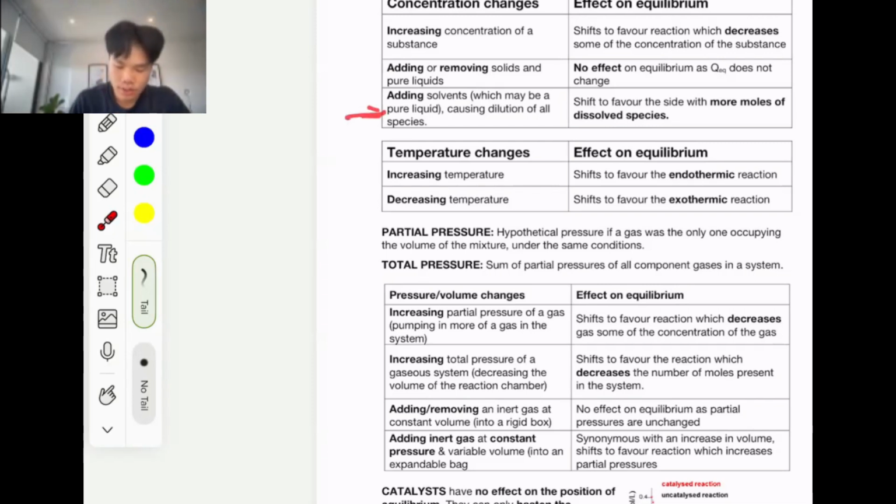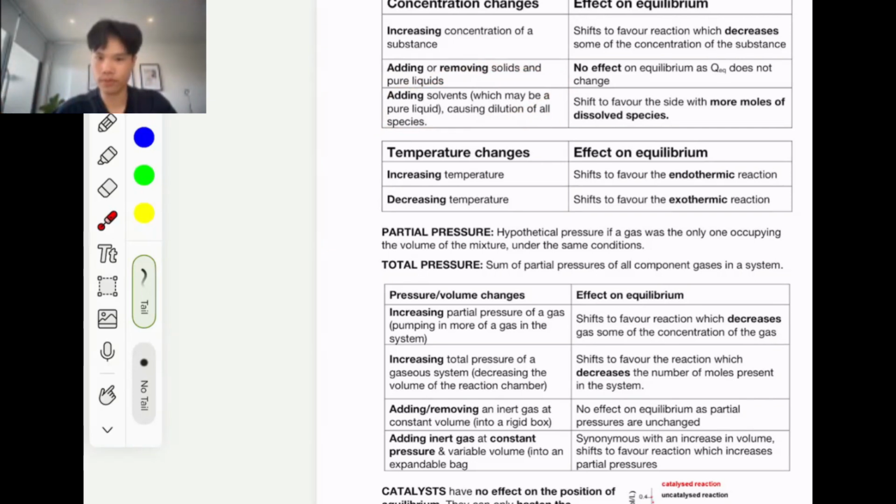Adding solvents, this one is kind of a bit more left of field. You don't see it as often. But if you add a solvent, such as water, you are increasing the volume of everything. So you treat this for a solution actually the same as a volume change. So maybe take particular note of this one, as it's a bit rarer. But does that make sense for everyone? If you add solvent into a solution, you're increasing volume of the solution and therefore decreasing all concentrations, and you shift towards a side with more moles.